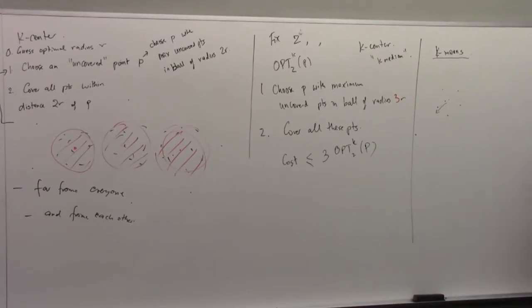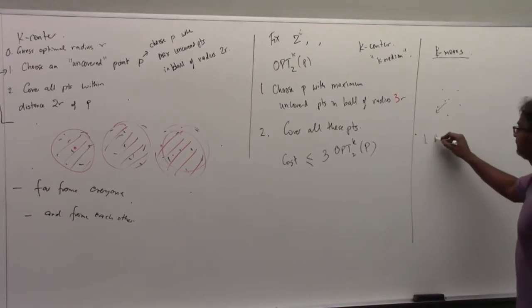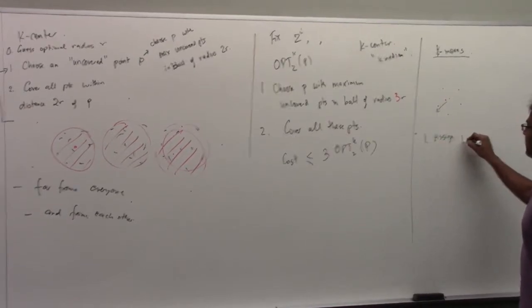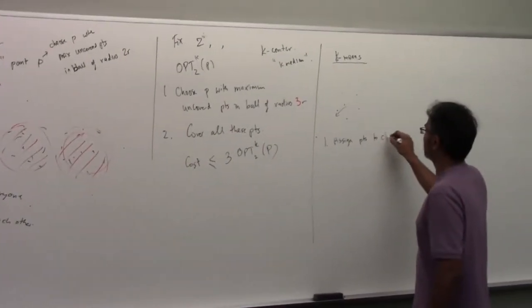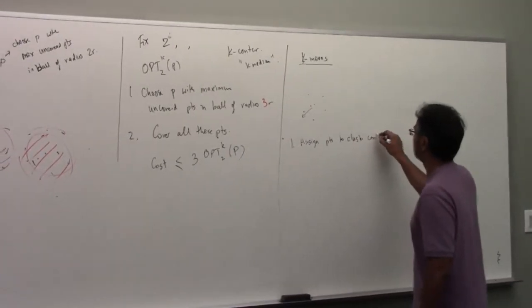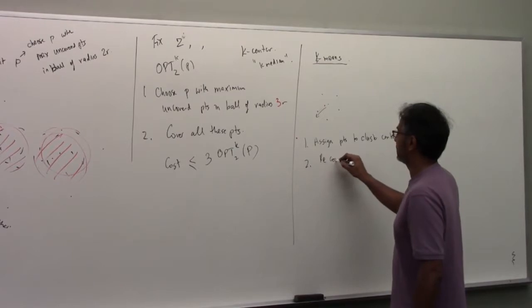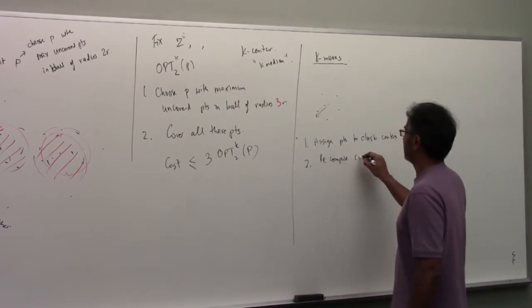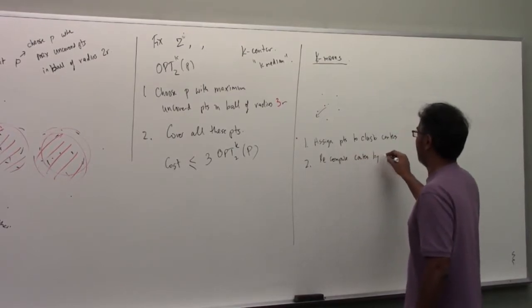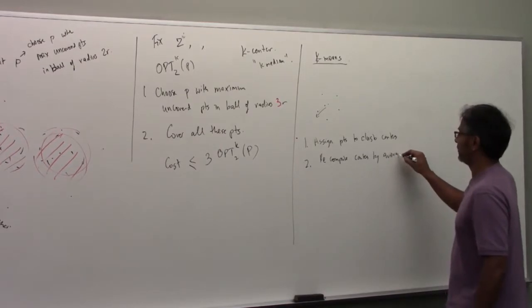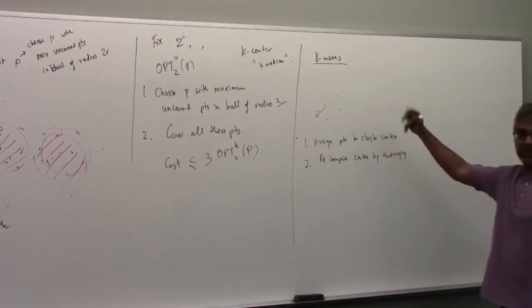So let's write out the regular k-means algorithm, not the objective. It says: assign points to cluster centers, and then recompute centers by averaging. You just repeat these steps over and over again until you converge. And we talked about how to initialize this.